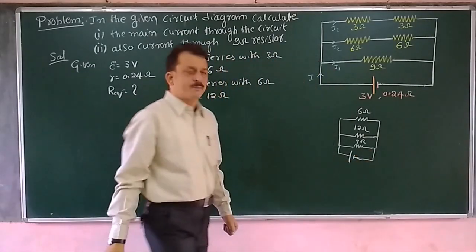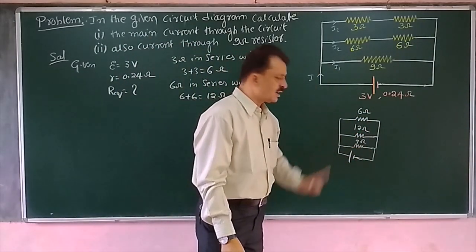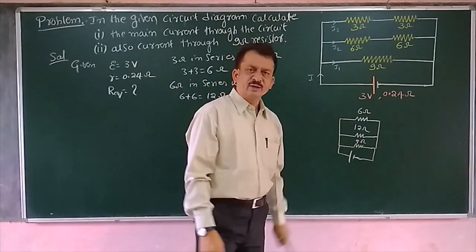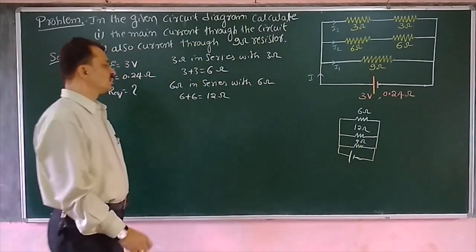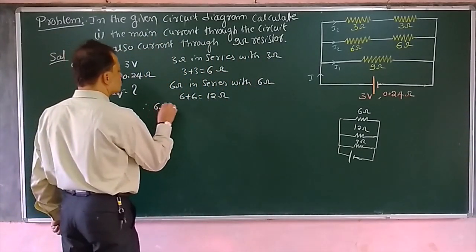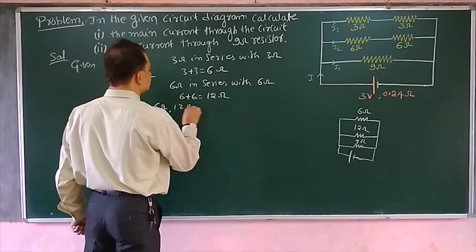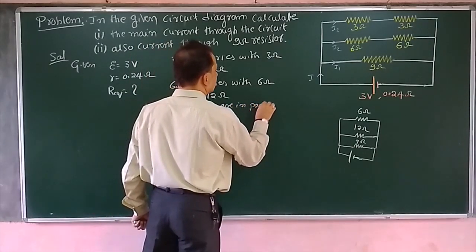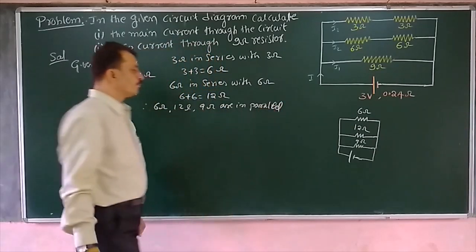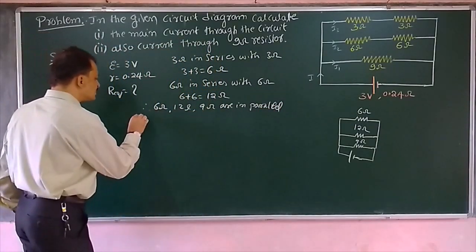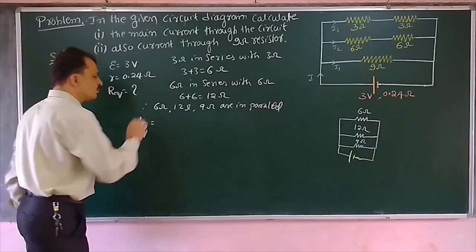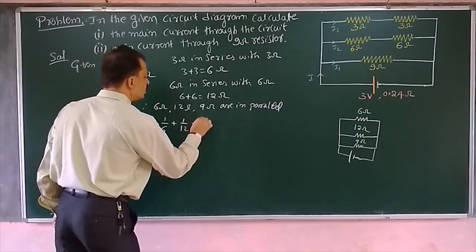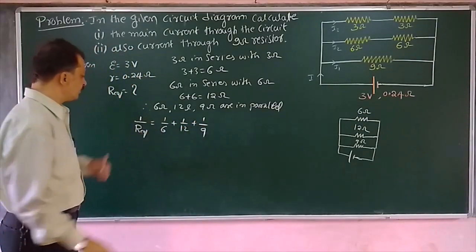Okay, now these three are in parallel combination. 6 ohm, 12 ohm and 9 ohm are in parallel. So what is their equivalent? Since they are in parallel, R equivalent is equal to 1 upon 6 plus 1 upon 12 plus 1 upon 9. Now simplify this one.